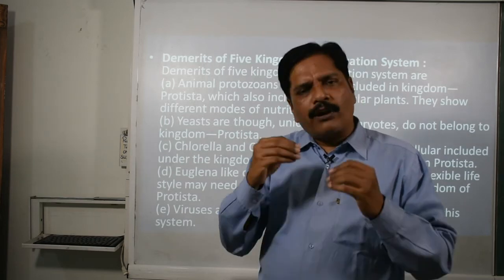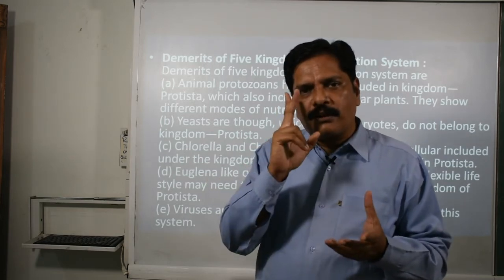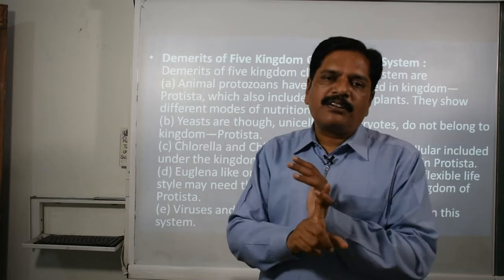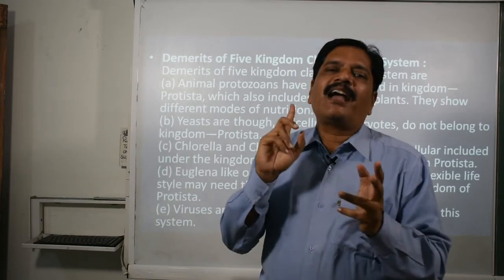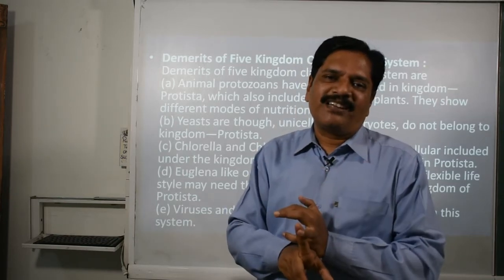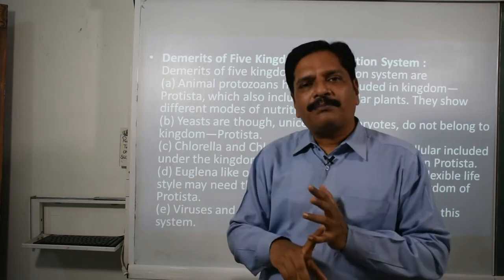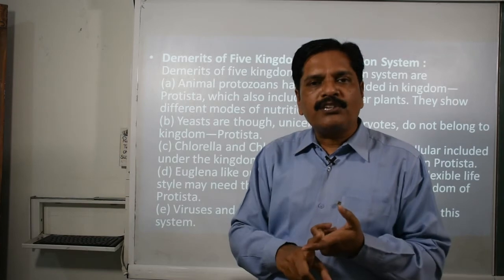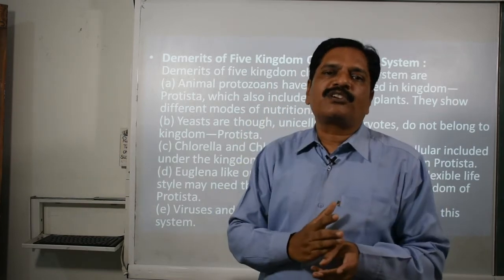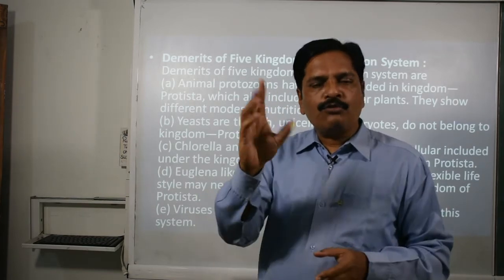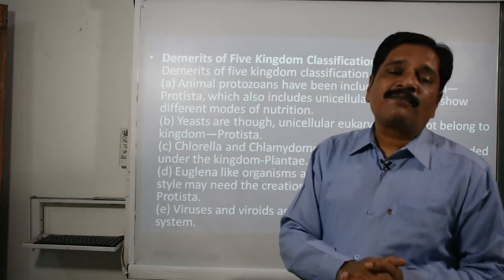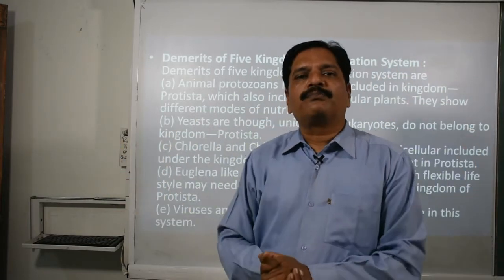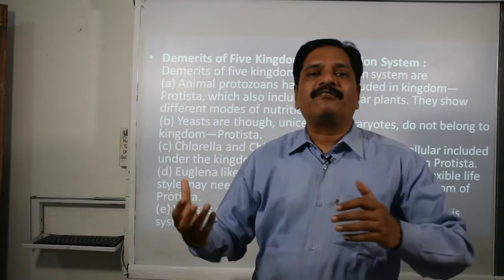As I told you, whatever the features, but what is the compulsion? Two things only. It must be unicellular and eukaryote. It doesn't matter whether it is plant, animal, fungi, what mode of nutrition is there, reproduction, nothing. Only two features will keep them in this one. That's why it is such a huge group with such great diversities.